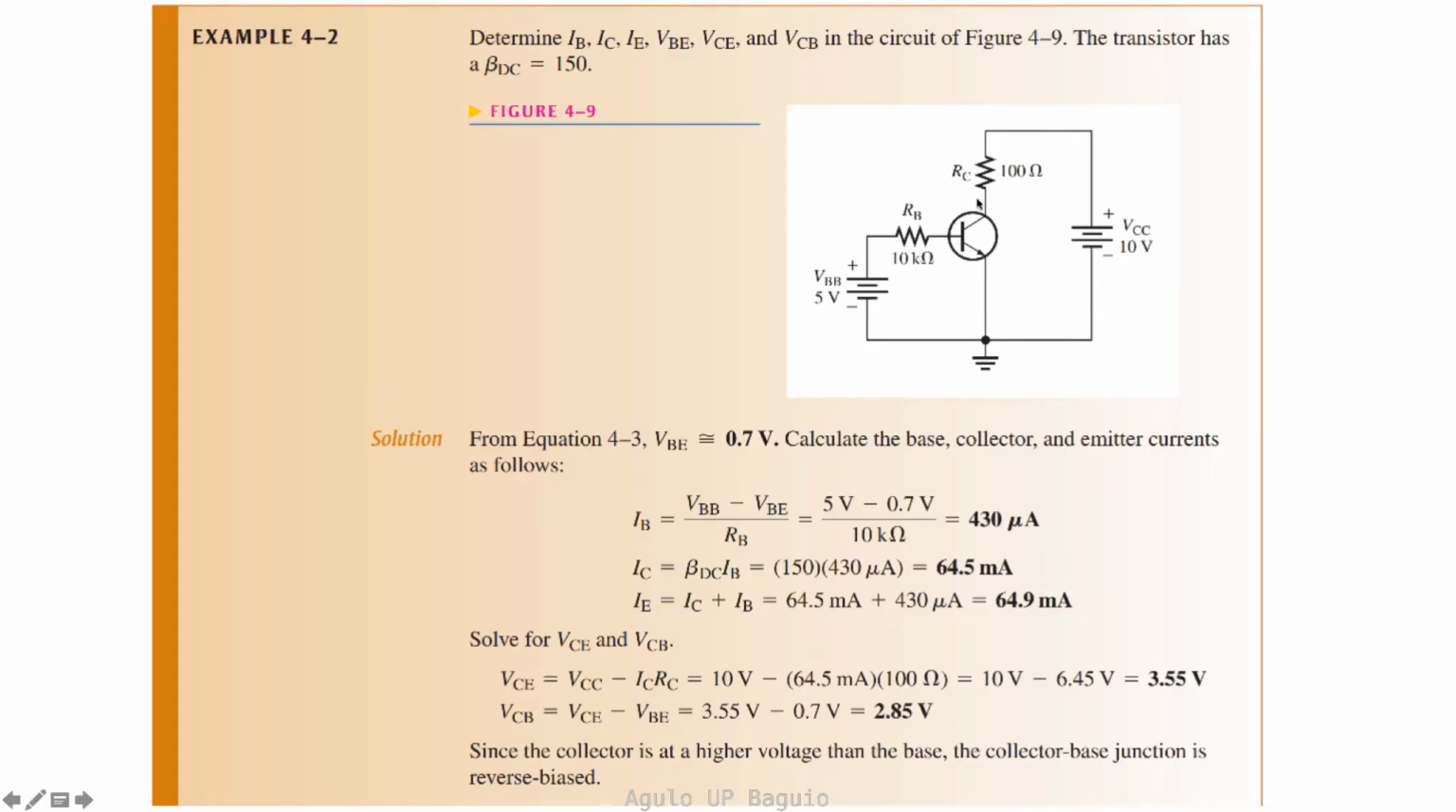VCB is the potential between this point and this point, which is the potential between the collector and ground minus the potential between the base and ground. So it's just 3.55 volts minus 0.7 volts equals 2.85 volts.